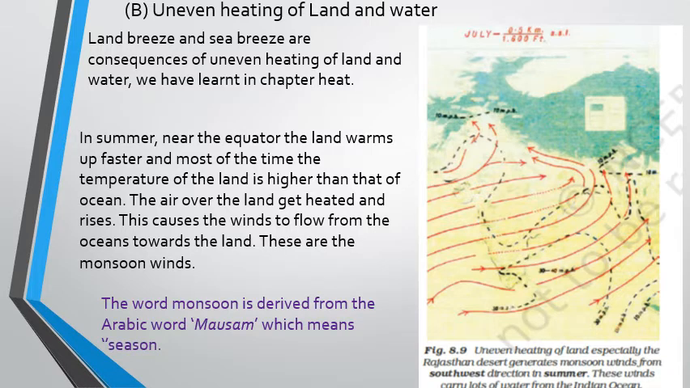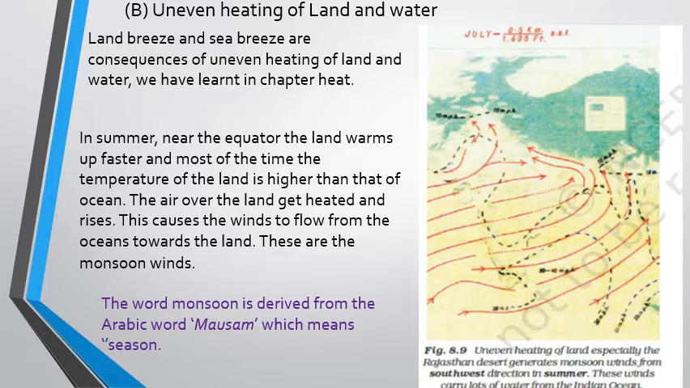Uneven heating of land and water. Now land breeze and sea breeze we have already dealt with in the chapter Heat. These are also the consequence of uneven heating of land and water. So in summer near the equator, the land warms up faster and most of the time the temperature of the land is higher than that of the ocean.